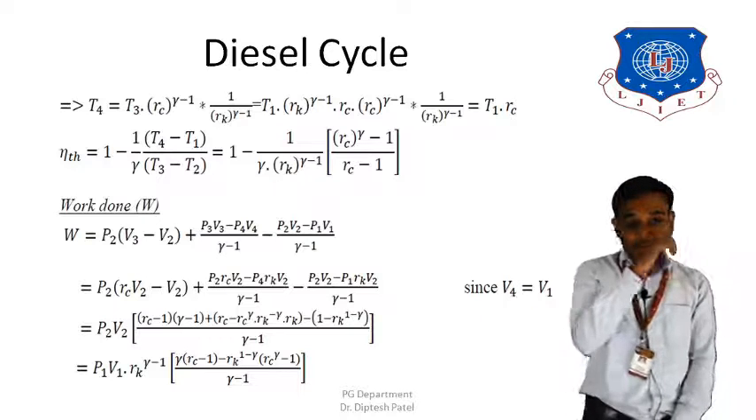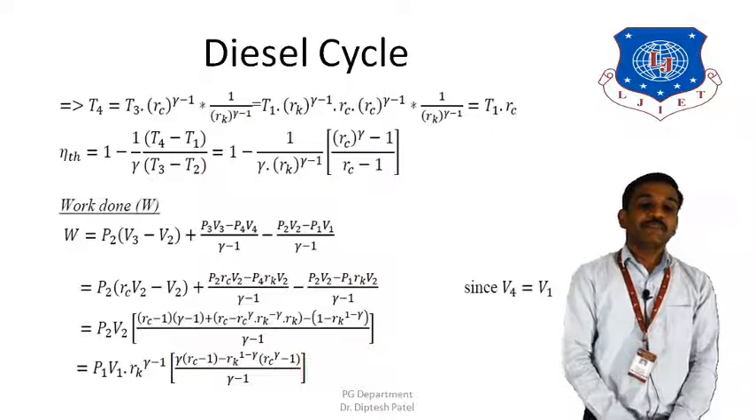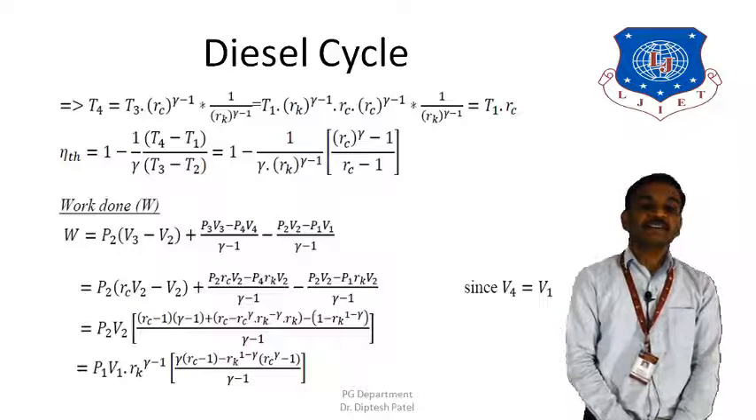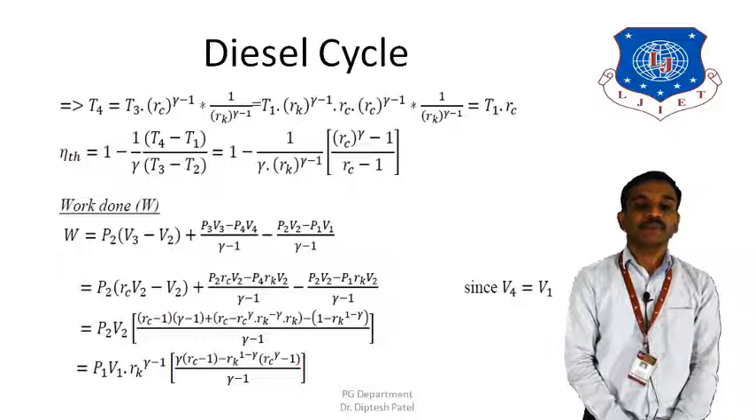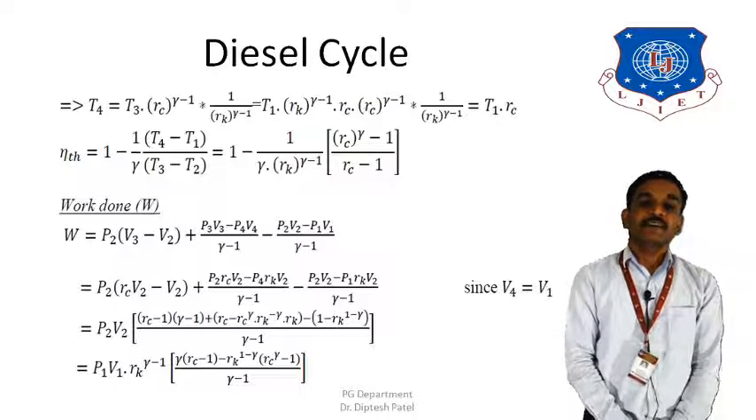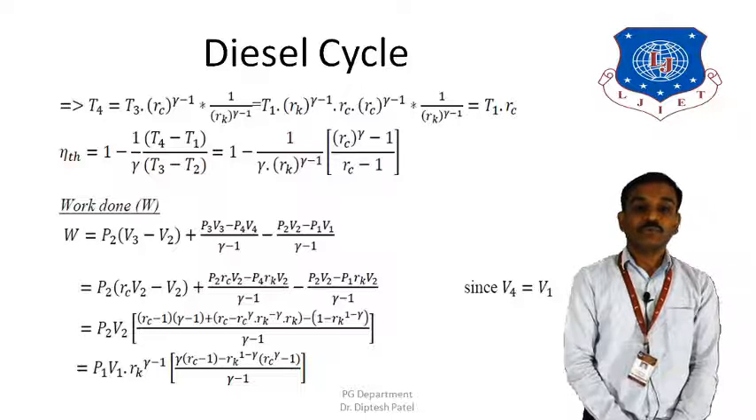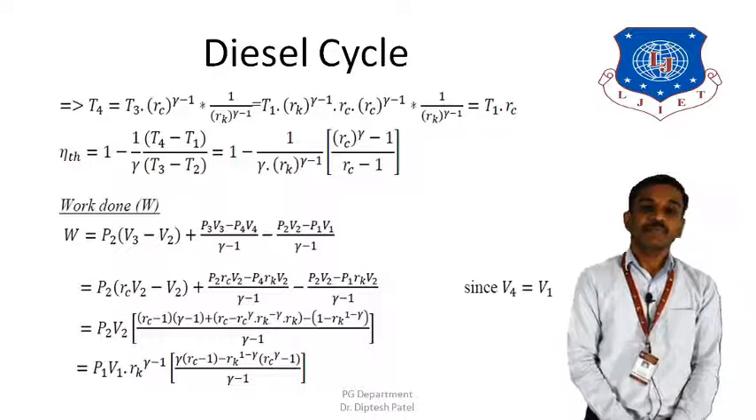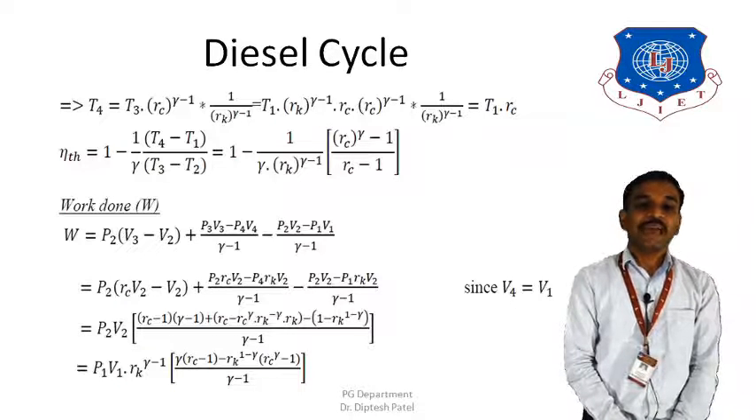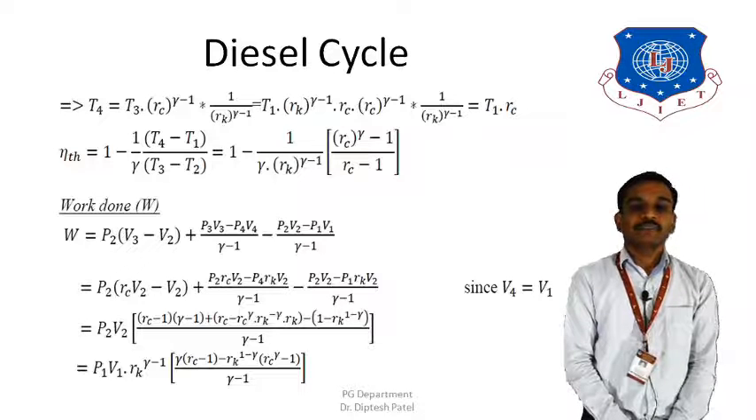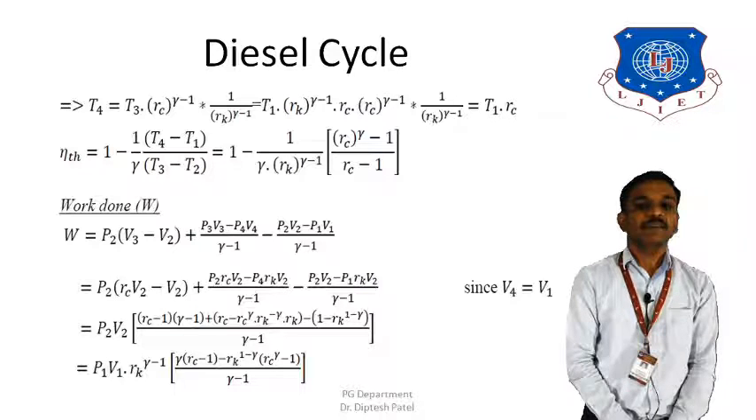Now here we are going to simplify it a little bit more, and T4 can be written as T3 into Rc raised to gamma minus 1 into 1 upon Rk raised to gamma minus 1, which is equal to T1 Rk raised to gamma minus 1 into Rc raised to gamma minus 1 into 1 upon Rk raised to gamma minus 1, which is equal to T1 into Rc. Here both Rk raised to gamma minus 1 terms would be eliminated, and the Rc would be left behind, so we have T4 is equal to T1 into Rc.